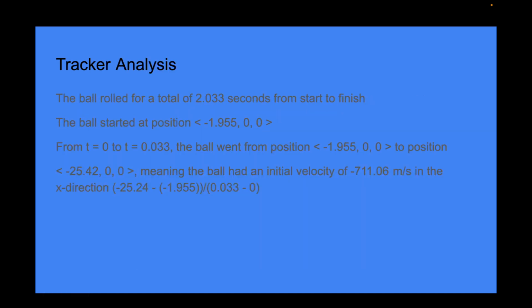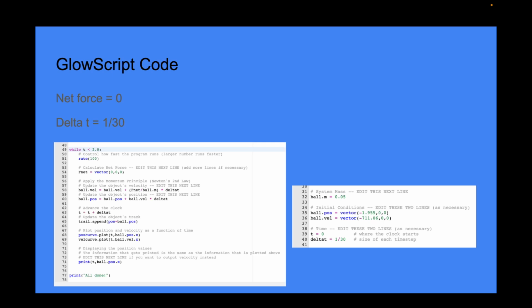Here's the tracker analysis. The ball rolled for a total of 2.033 seconds from start to finish. The ball started at position negative 1.95500. From t equals 0 seconds to t equals 0.033 seconds, the ball went from this position vector to this position vector, meaning the ball had an initial velocity of negative 711.06 meters per second, which obviously is not true, but we're going to use it for the purposes of the lab. And here is the formula I used to get that initial velocity.